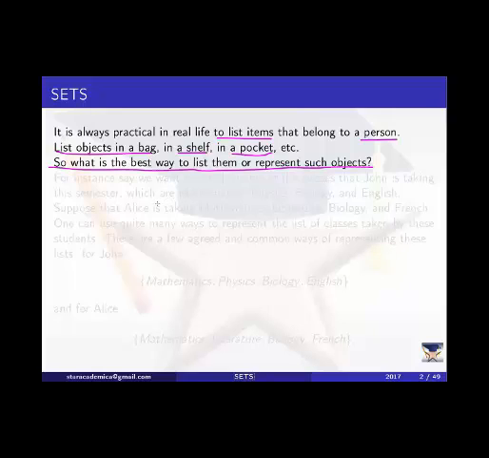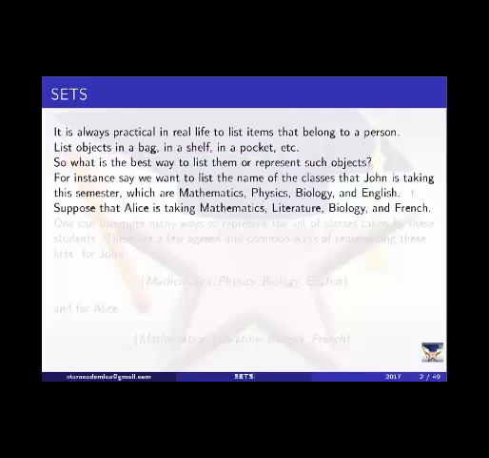Let's take a concrete example. Let us take John. He is a student in university and he's taking some classes this semester. Say he's taking mathematics, physics, biology, and English. On the other hand, we have Alice, and she's also taking mathematics, literature, biology, and French. So there are plenty of ways of listing these courses taken by these particular people.